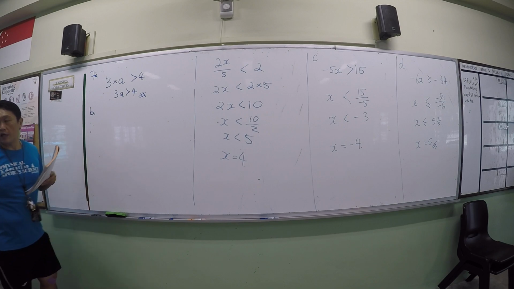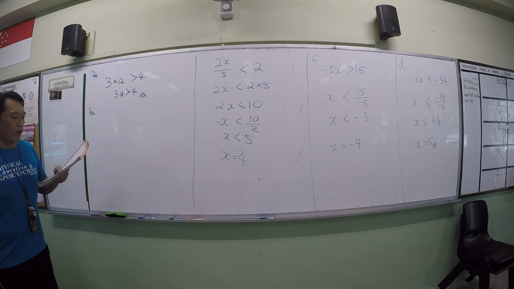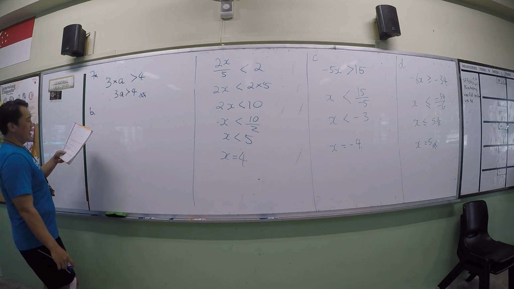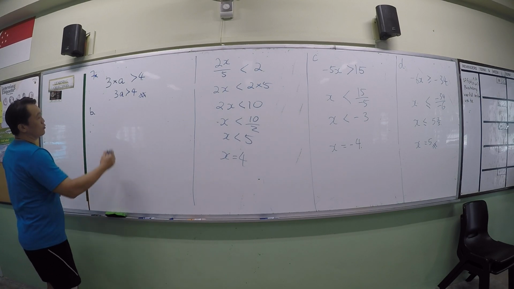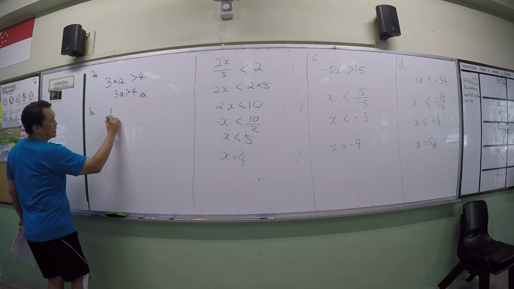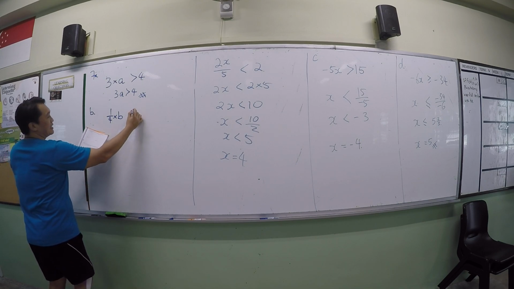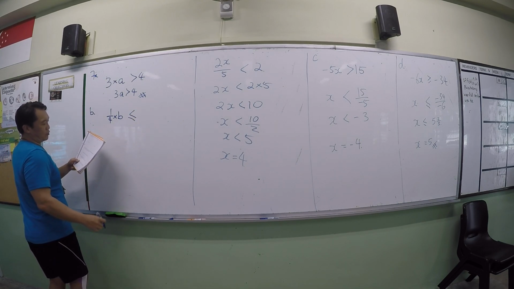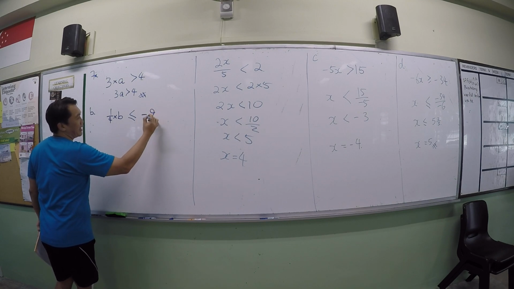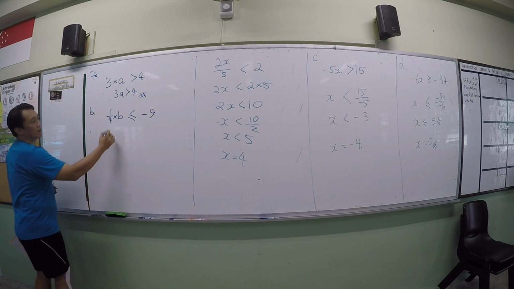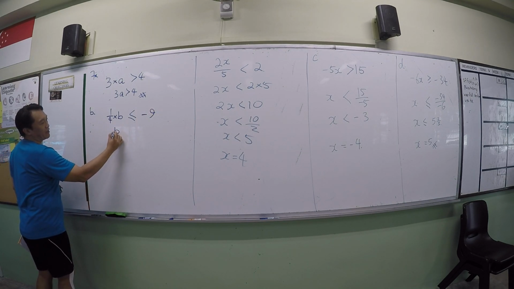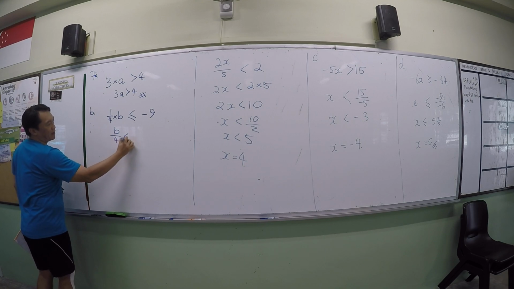A quarter of B is less than or equal to negative 9. 1/4 times B can be written as B divided by 4.